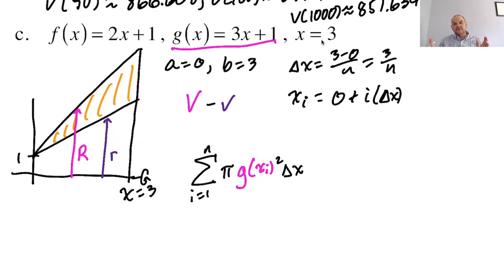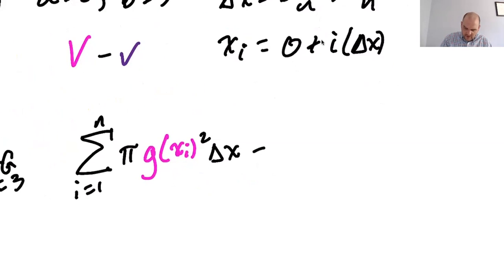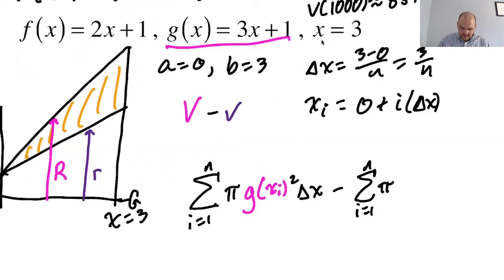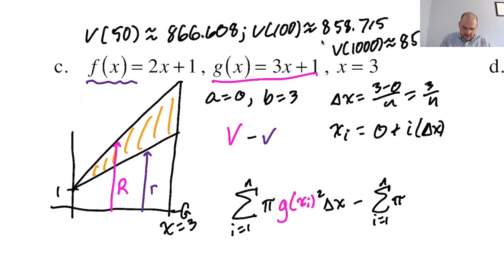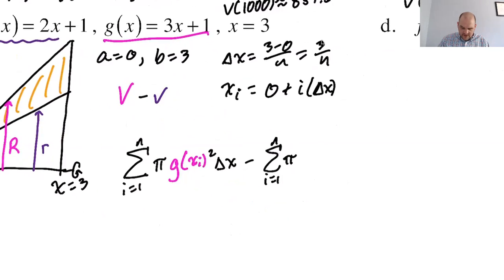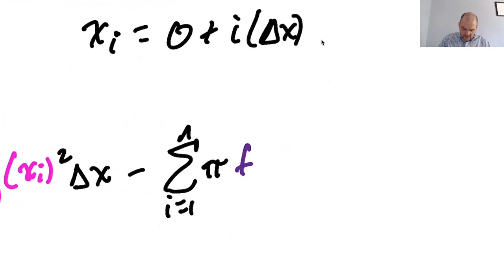So that'll give me the big volume, or an approximation of it. And then what I'm going to do is subtract off the smaller volume. So the smaller volume is the sum from i equals 1 to n of pi, because we're always doing pi r squared h. So pi, and then we're using this color, I think. The smaller radius comes from this function, so it's going to be f of x sub i is the radius, and then we want to square that, right? Pi r squared, and then the height is delta x.